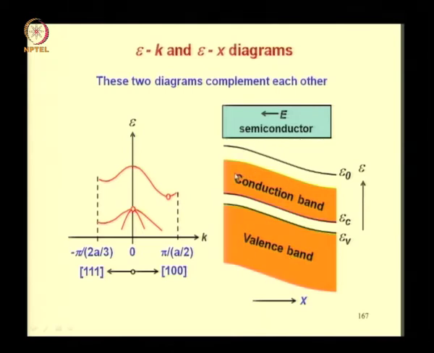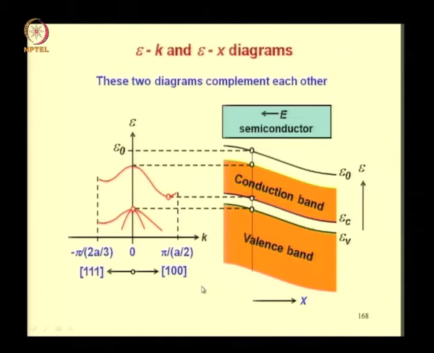Now let us see the correspondence between this EX diagram and the EK diagram here. The EK diagram shown here corresponds to the energy level picture at any particular X. When you apply an electric field, for every X the EK picture will be similar to this, however the values of the energies will change with distance.